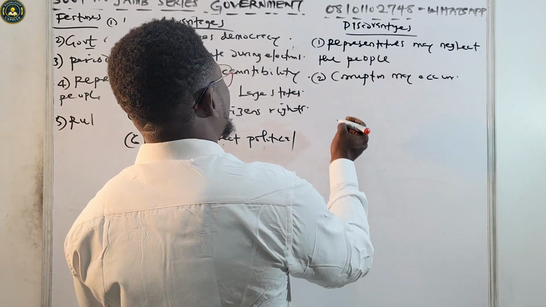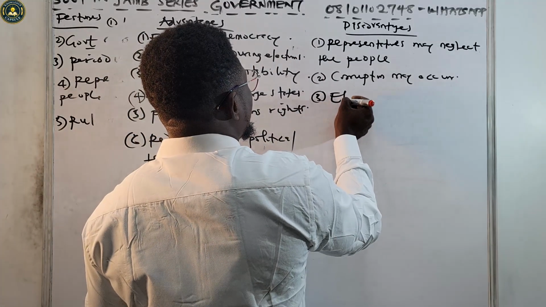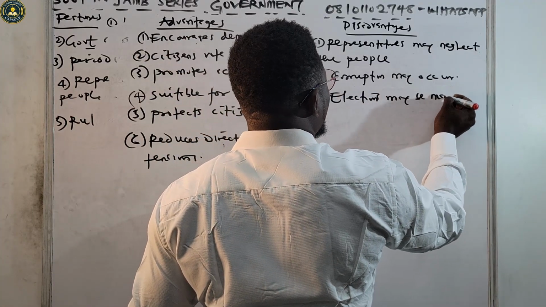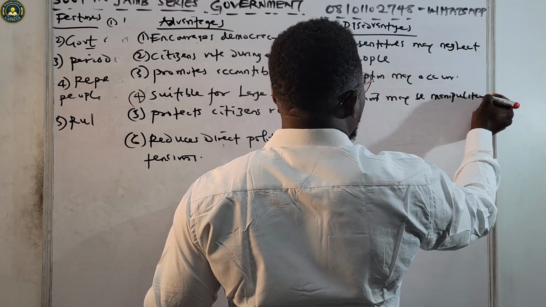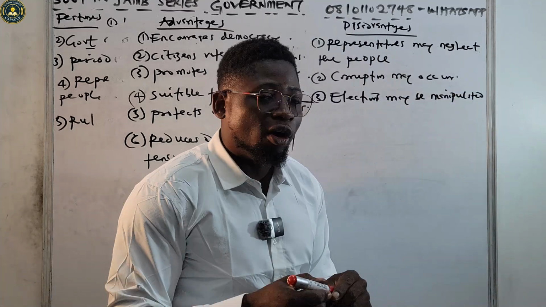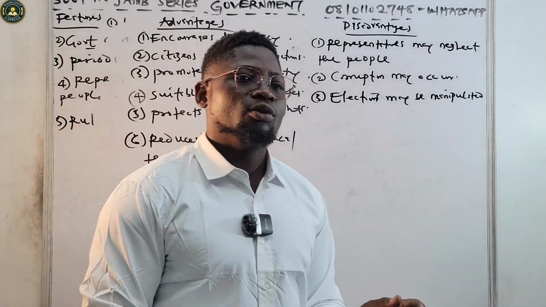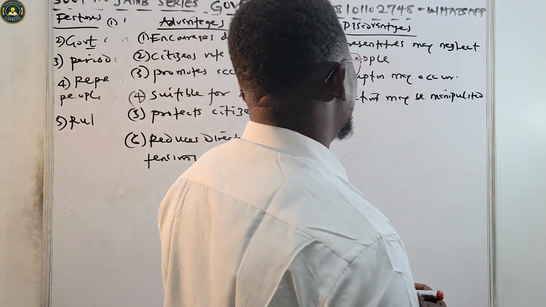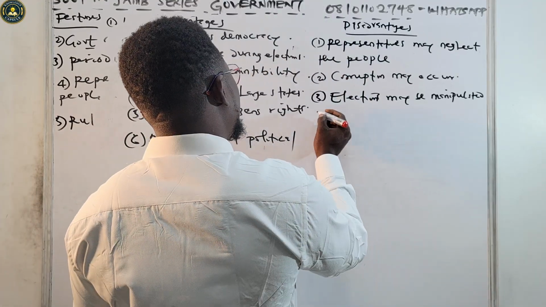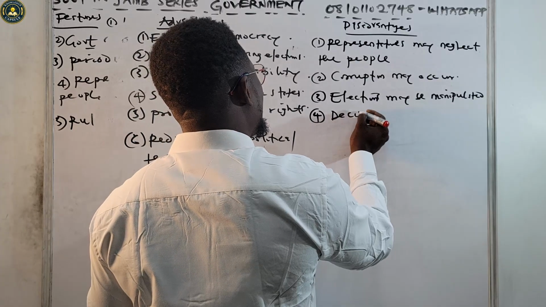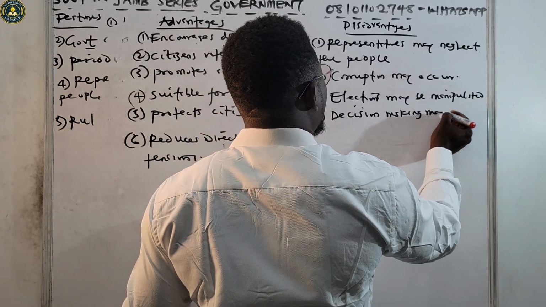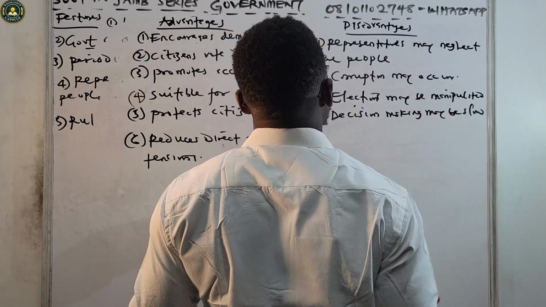Then number 3, elections may be manipulated to favor a particular candidate who does not care about the interest of the people. That's another major disadvantage. And then number 4, decision making may be slow. It's another disadvantage.